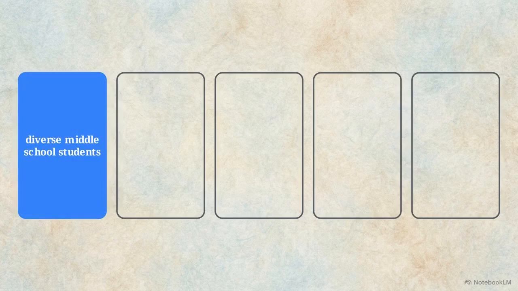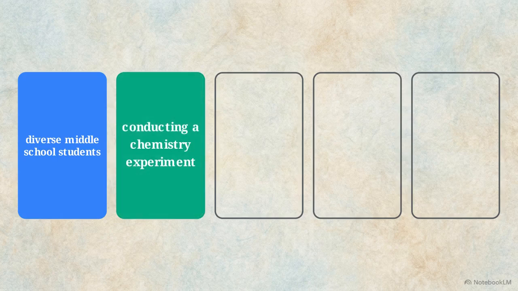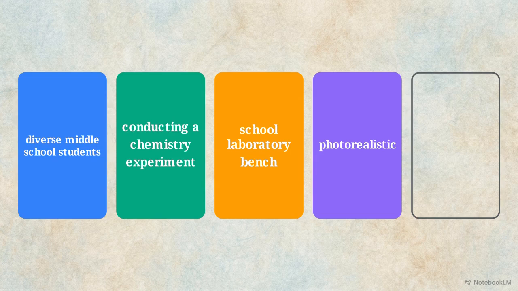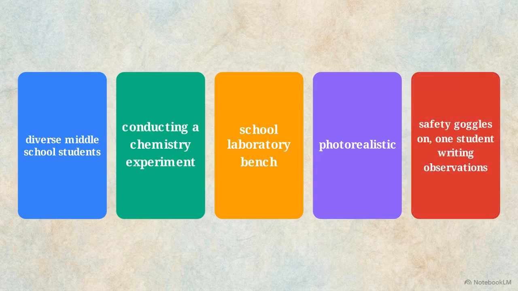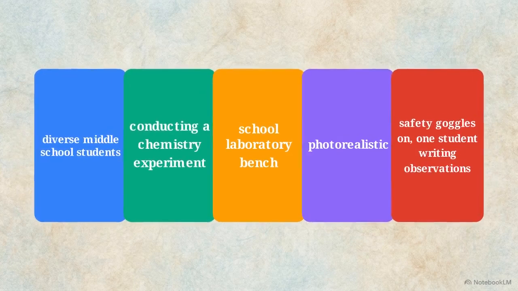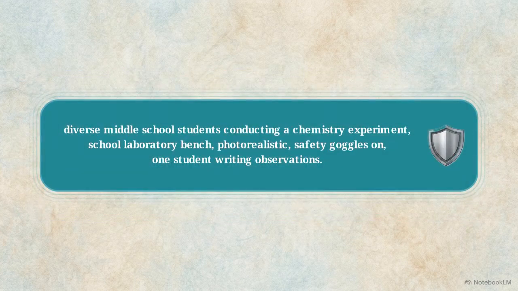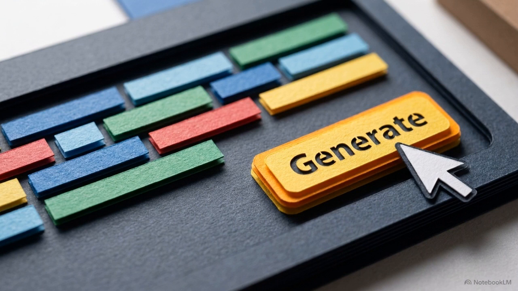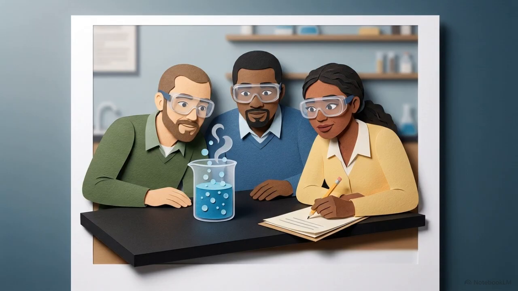First, the subject and student description. Diverse middle school students conducting a chemistry experiment. Next, setting and style. School laboratory bench, photorealistic. Finally, specific elements. Safety goggles on, one student writing observations. When you string those pieces together, activity, student description, setting, style, and specific elements, you create a complete directive. Firefly uses that specific text to build a custom middle school science graphic that fits your exact lesson.